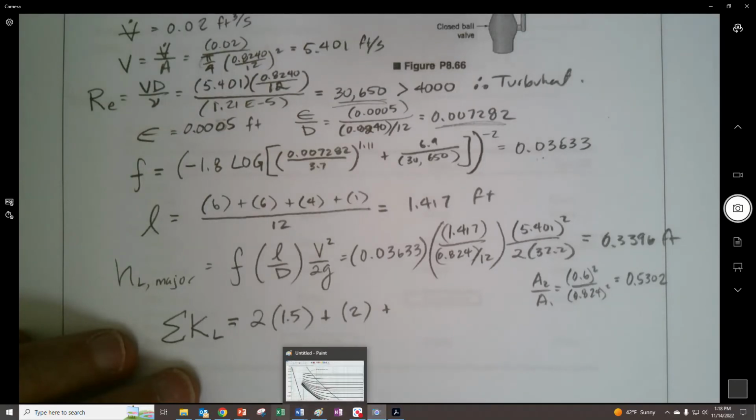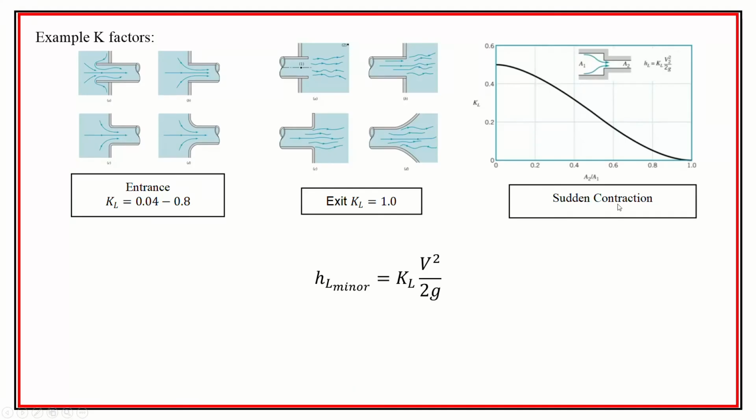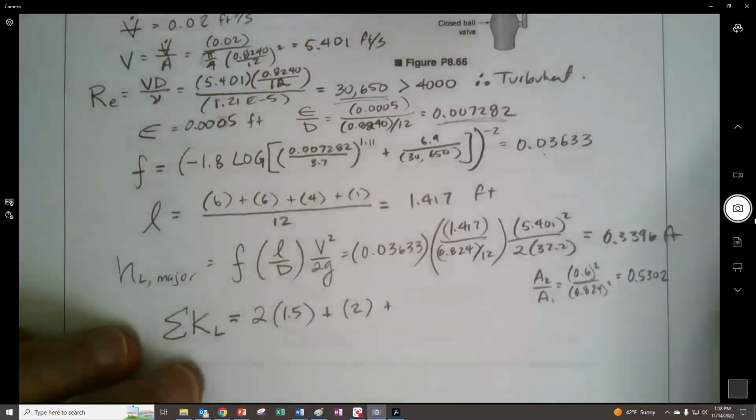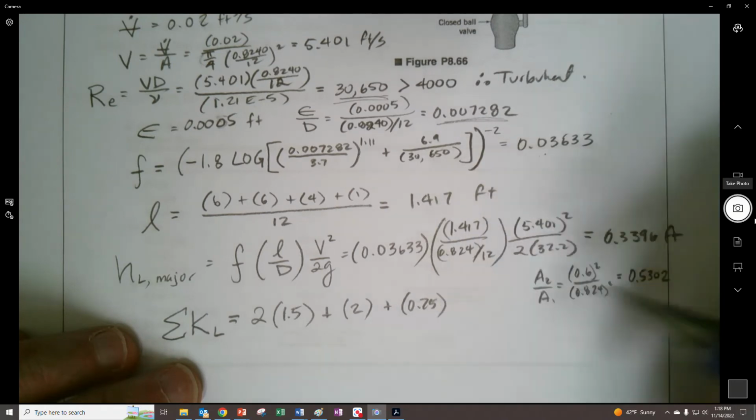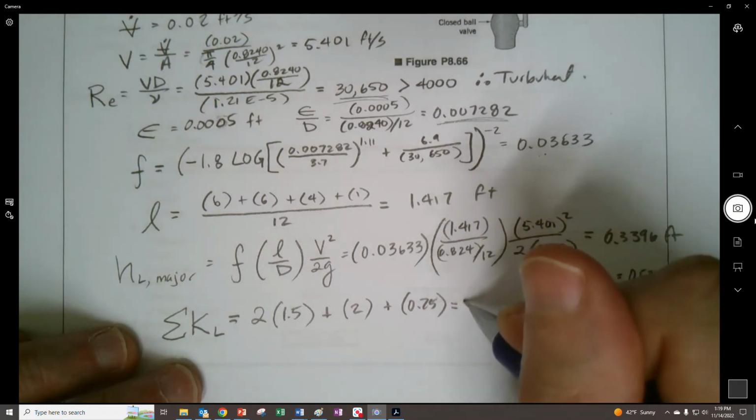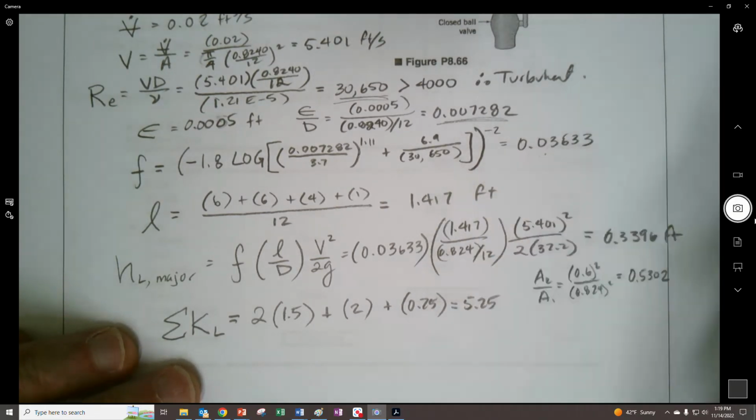I'm not sure I did a great job of picking off this graph right here, but we're somewhere in the middle, right in there. And I decided that was at 0.25, right? Because there's 0.3, so 0.25 maybe. It might be a little lower right in there, but let's go ahead and put it. So I decided that was going to be 0.25. So we added all those up and we get 5.25.